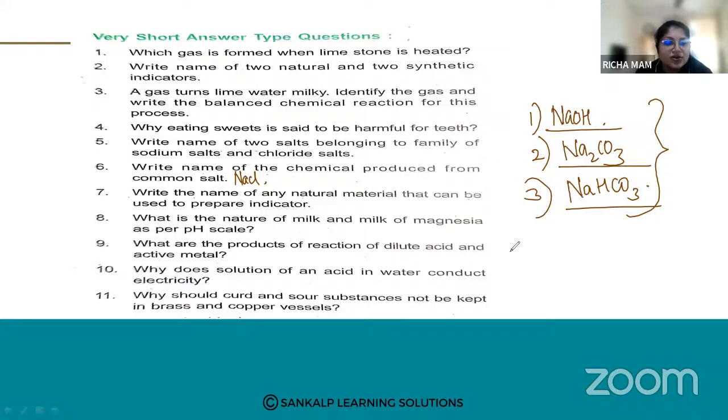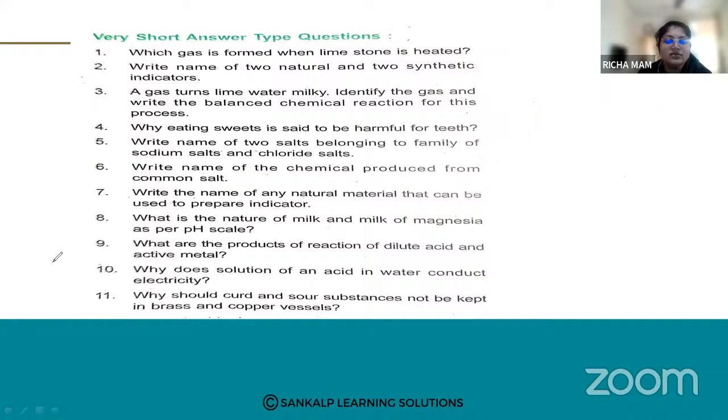Okay. Let us go for the next question. Seventh question. Write the name of any natural material that can be used to prepare indicator.